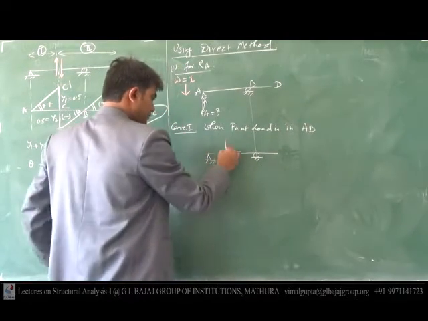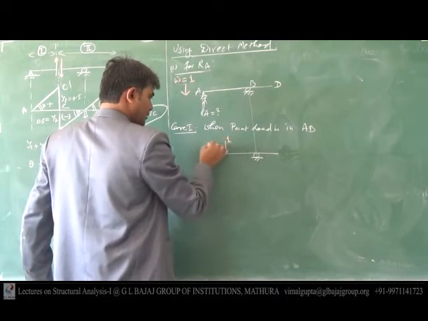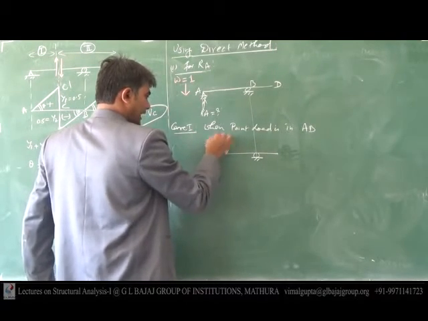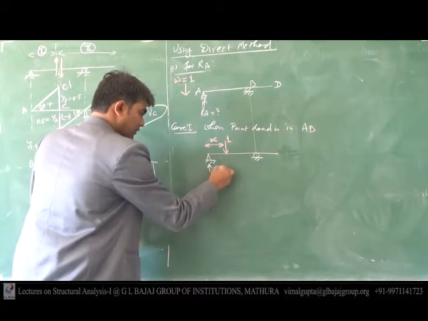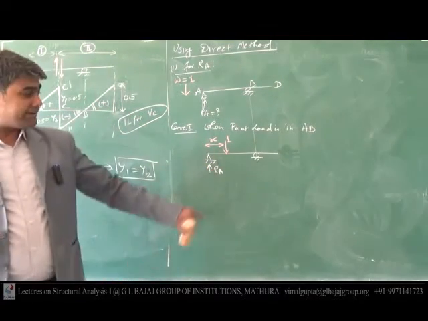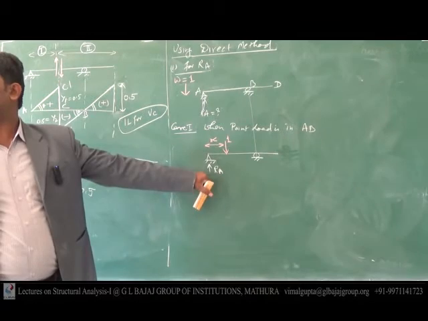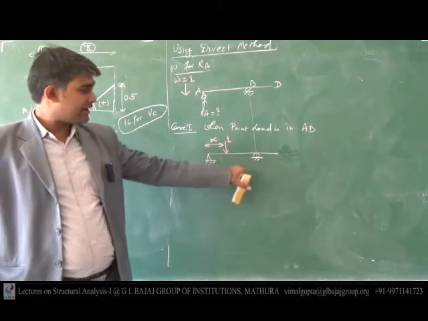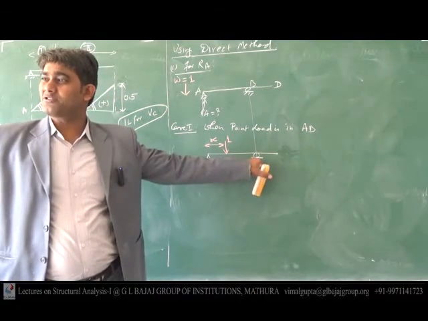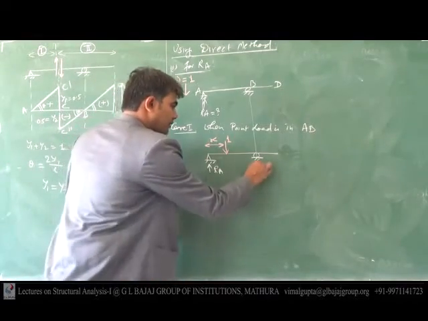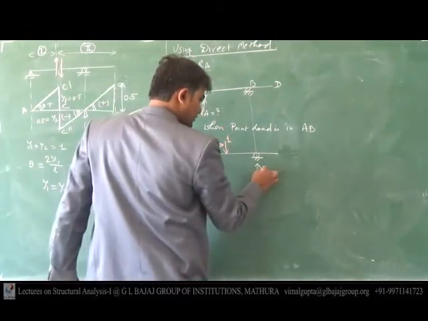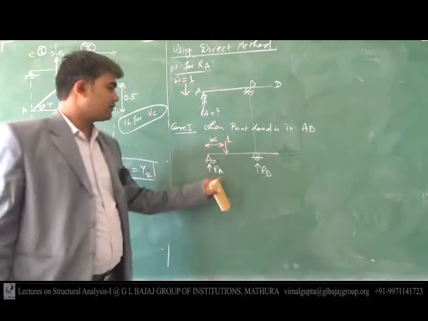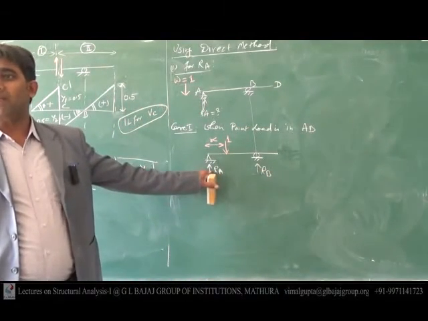In this situation, with this distance x, we have to find the value of RA. We are interested only in finding RA. We are not interested in finding the reaction RB, because we have to find only RA. We have to plot the RA.